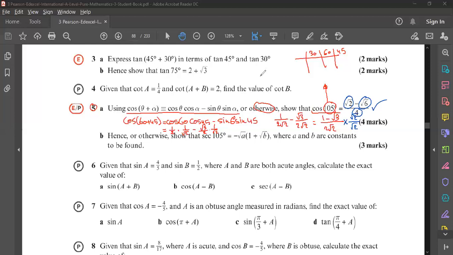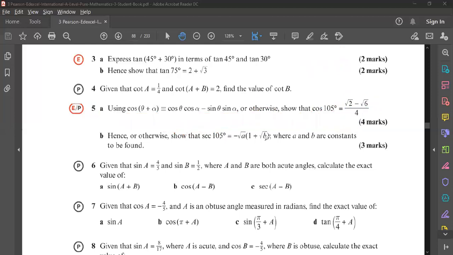Hence, or otherwise, show that secant 105 is equal to this. So, what is the secant, Abdullah? Musa? Cosine. 1 over cosine. So 1 over this, 1 divided by 1 over square root of 2 minus square root of 6 over 4 will be 4 over square root of 2 minus square root of 6. Then again, as Bashar said, rationalizing denominator, you multiply by square root of 2 plus square root of 6 over square root of 2 plus square root of 6, then you will get the values of A and B. Any questions? No. Clear all.